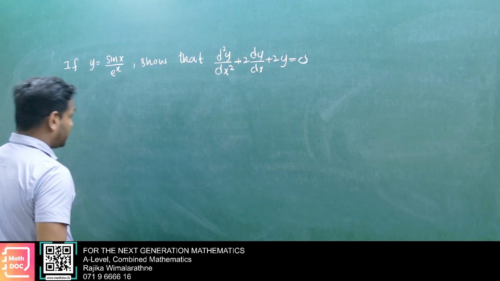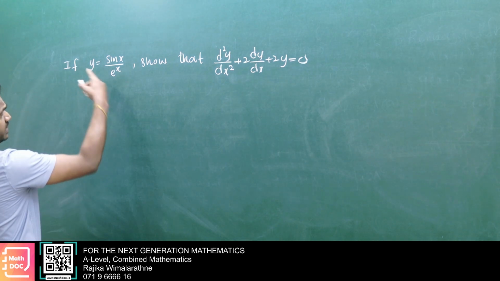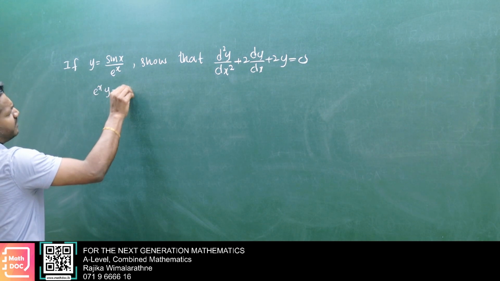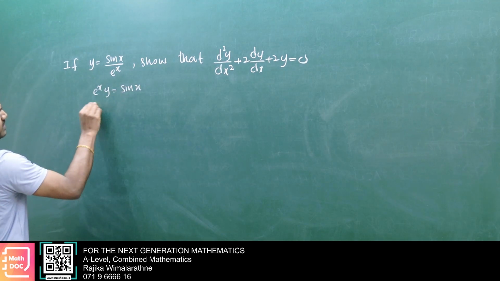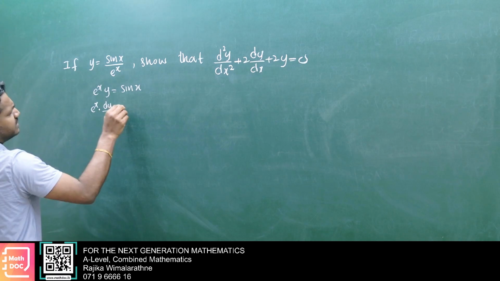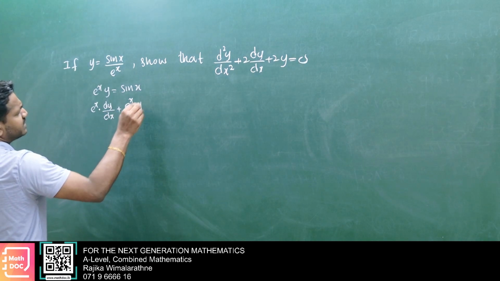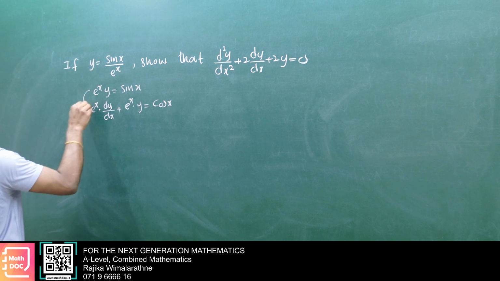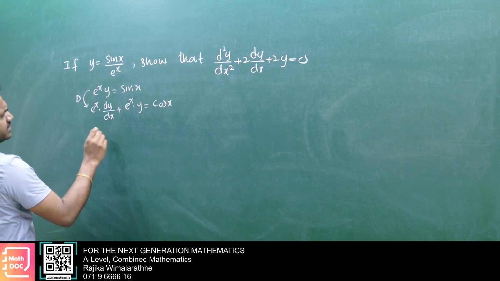Okay. Now we had better cross multiply first. e to the power x times y equals sin x. Now differentiate. e to the power x times y, derivative dy by dx. e to the power x, derivative e to the power x, times y. Sin, derivative cos. Here is the first derivative. Again differentiate.